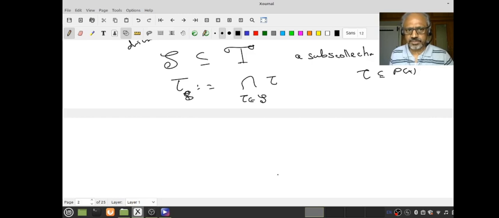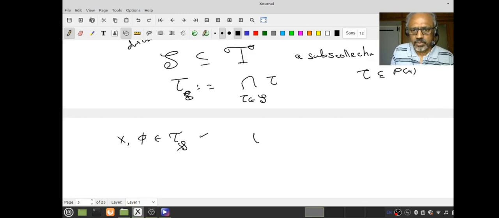Have you understood? Now, does the empty set belong to tau_S? Yes, because the empty set belongs to each and every tau in S. Therefore, the empty set is an element. For a similar reason, X also is an element. Is that all right? Very good.